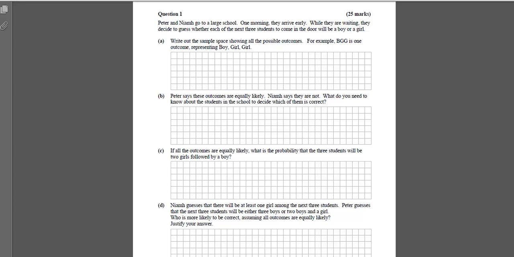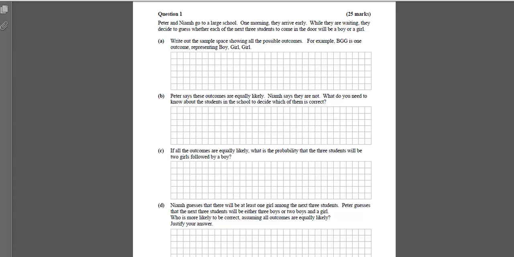Well, off the top of my head, if everyone in the class except Peter was a girl, then all the outcomes would not be equally likely. So therefore, Neve would be right.